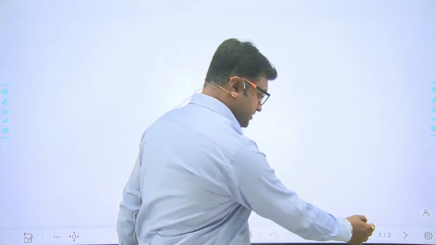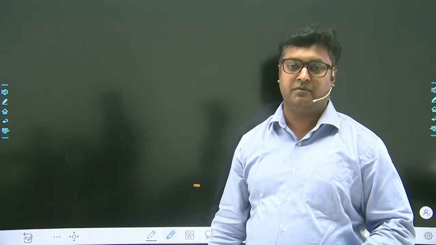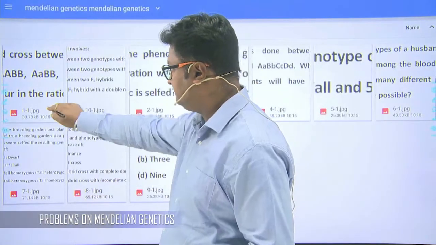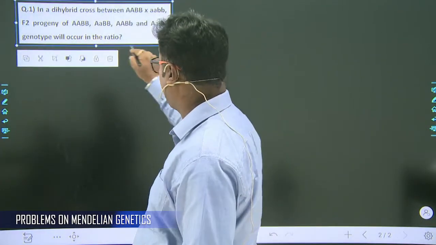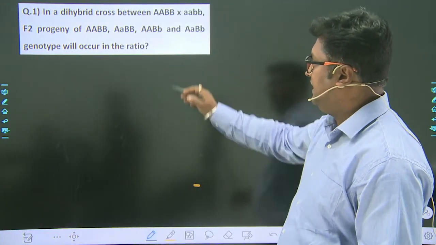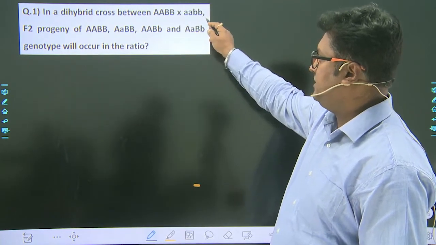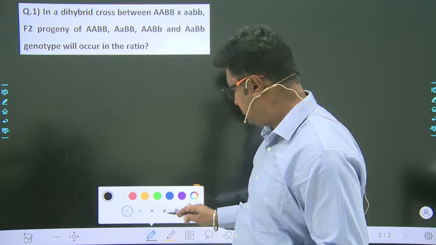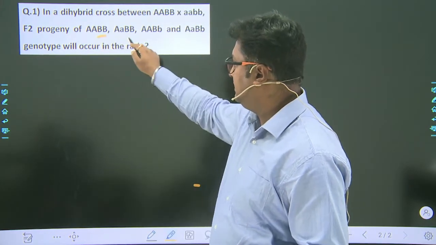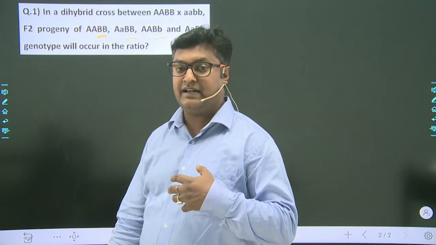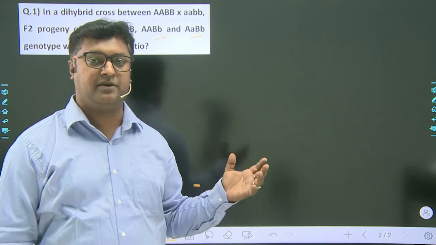Okay, class 12 students, let us now see the different numericals which we will be solving in today's classes. So, let's take the first question. In a dihybrid cross between AABB and small a, small b, F2 progeny of four different types are given over here. We have to find out in what ratio their genotypes will be occurring.